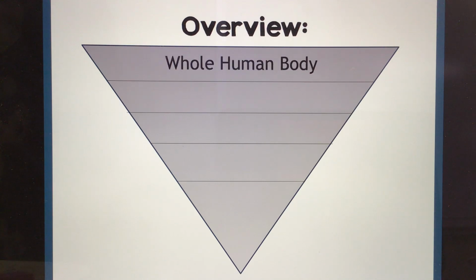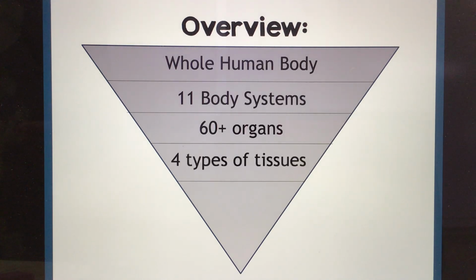All right, so just a really fast overview of what we've talked about so far. The triangle here is referencing, from the smallest to the largest. If you look down at the bottom, the trillions of cells, that's what it begins with. It develops into 4 types of different tissues we just talked about. There's 60 plus organs throughout the body, 11 specific body systems, and then you have the whole human body. That's just a hierarchy of how this is going to function.